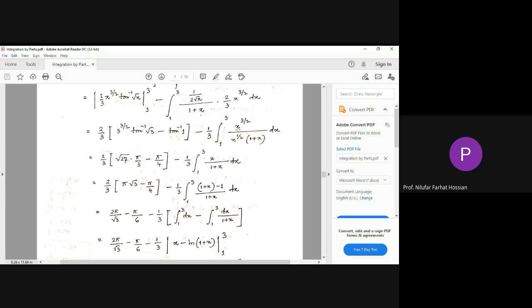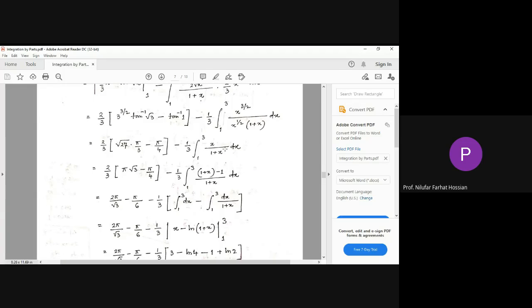And here x to the power 3 by 2 divided by x to the power half, that means x to the power 3 by 2 minus half, that means ultimately it gives you simply x. Yes. So 1 over 3 limit 1 to 3 x by 1 plus x. I gave you the technique earlier. In the upper side it is x and in the lower side it is just 1 plus x. So you write the upper part as 1 plus x minus 1 and then separate the two terms into integration.